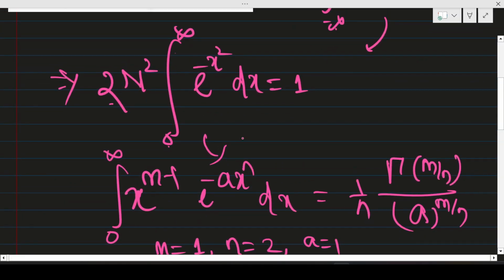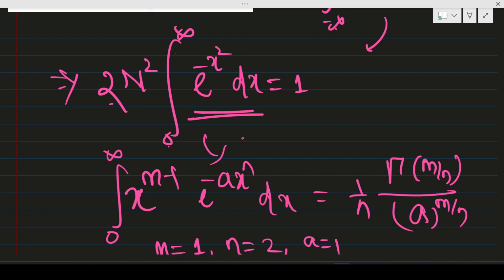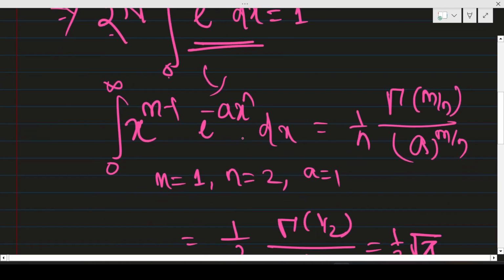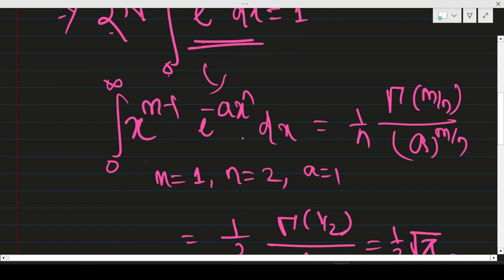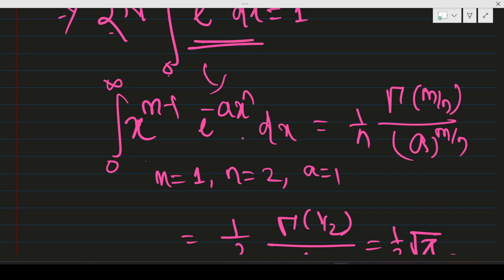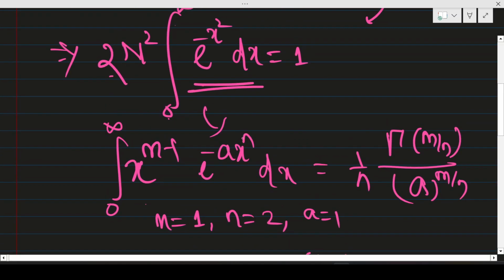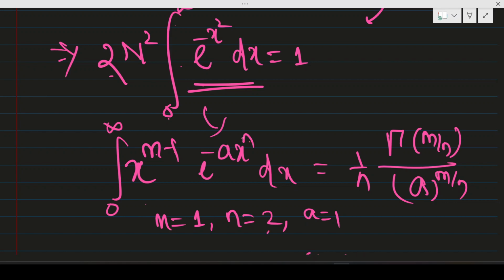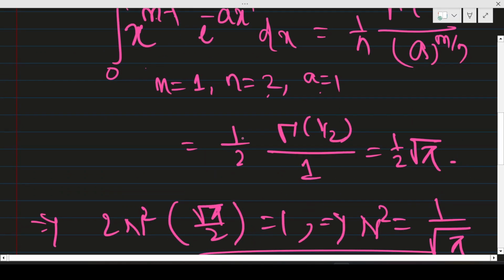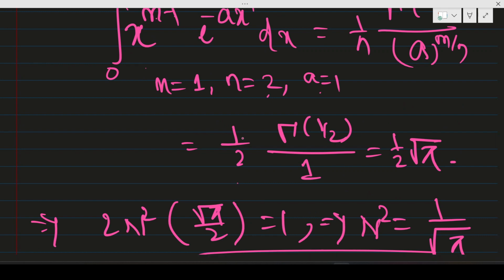Next, we will solve this integration using the gamma function formula. From the gamma function, we have the formula: integration from 0 to infinity of x to the power m minus 1 e to the power minus a x to the power n dx is equal to 1 by n gamma(m by n) divided by a to the power m by n. Here in the integration, m equals 1, so m minus 1 is 0, so there is no x. n equals 2 and a equals 1. So using this formula, it will be 1 by 2 gamma half divided by 1. So it will be root pi by 2.